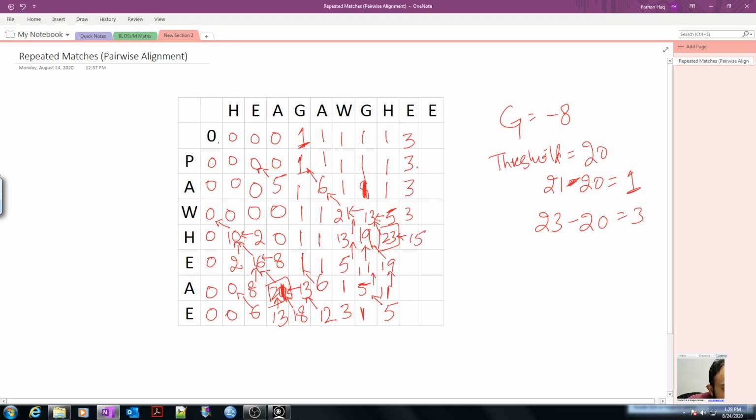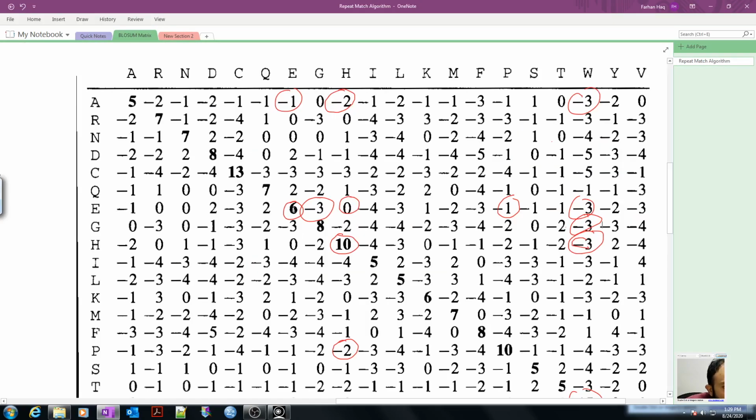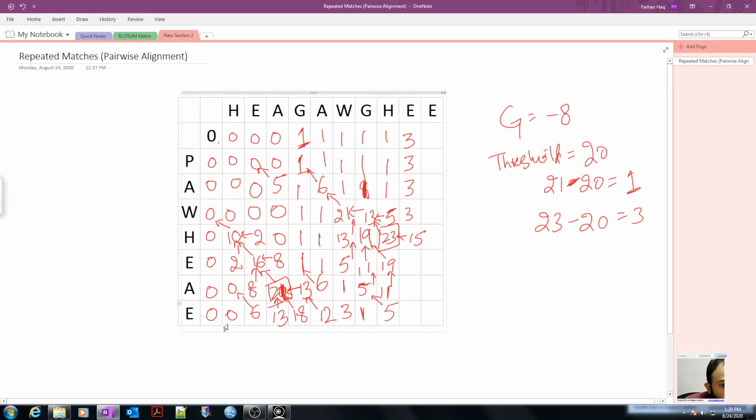Now E and E, so what is the match score of E and E? That is 6. So we will add 6 in 23, that will be 29. So now again the threshold is increased. 29 minus 20, that is 9. So we will add here 9, and then we move forward.